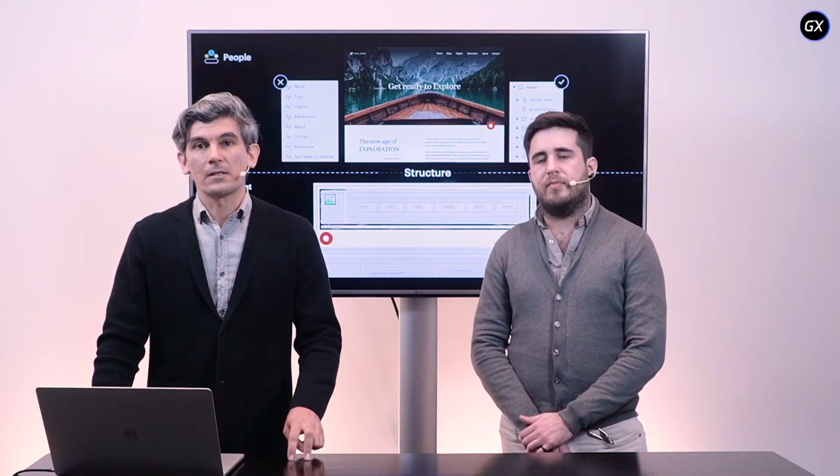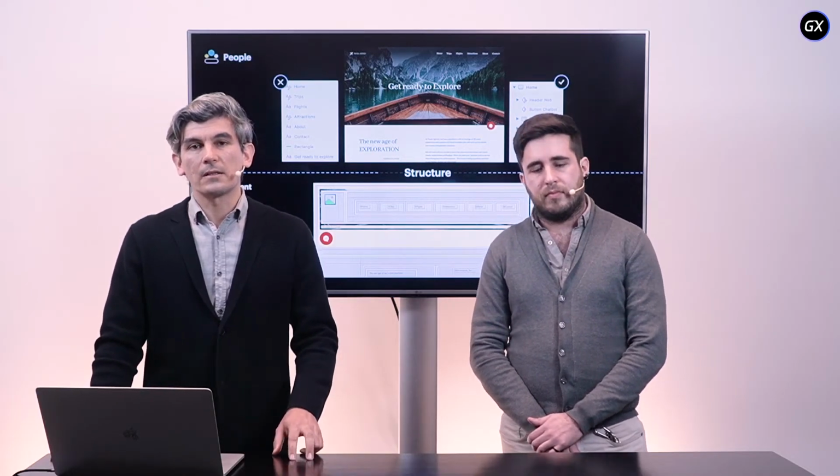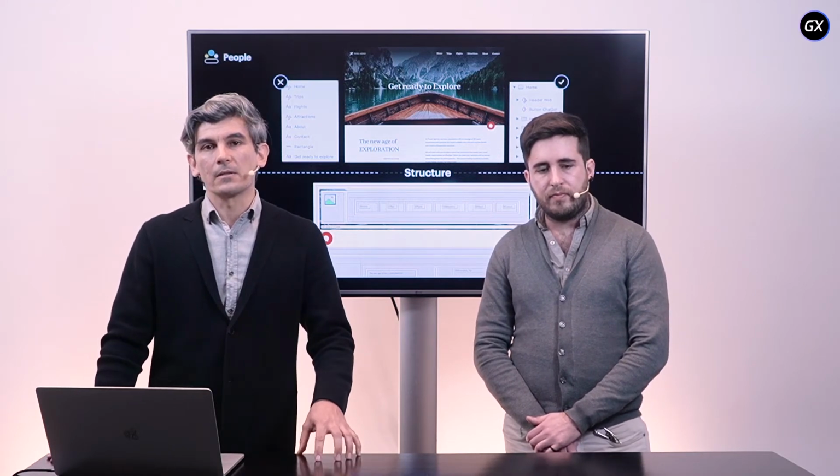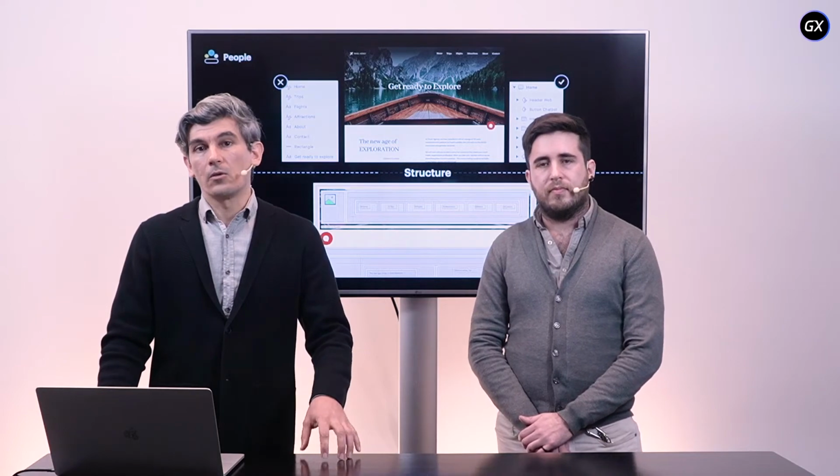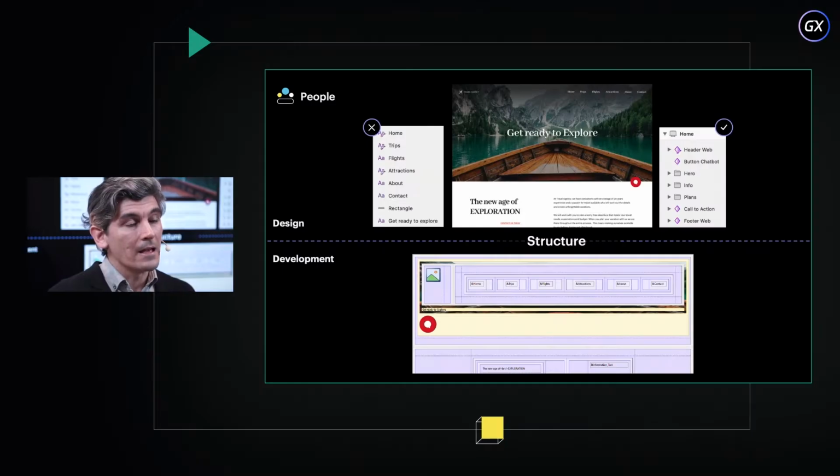The second point for the design to be successful and the import of Sketch to be successful is to have designers who can think in systems. Those designers who structure design based on design systems or component-based designs. And the third key point is the relationship between designers and developers.